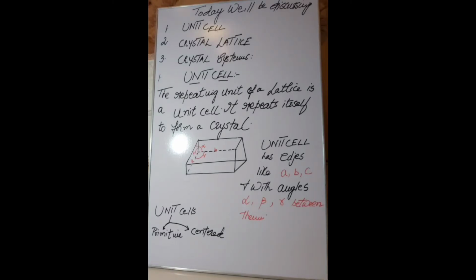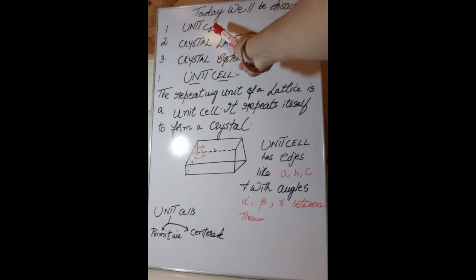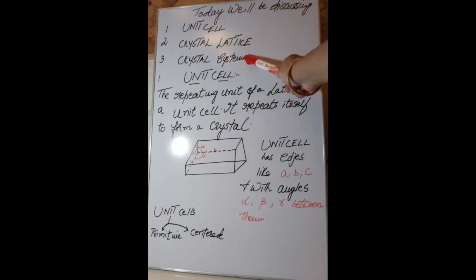Jamshoro. Today I was discussing with you the unit cell, crystal lattice and crystal systems. So I thought I must share a few slides to make you see visibly what actually happens when we describe a unit cell. First of all, we have a list in which we have the unit cell number 1, then the crystal lattice and crystal systems. So I'll start with the unit cell.